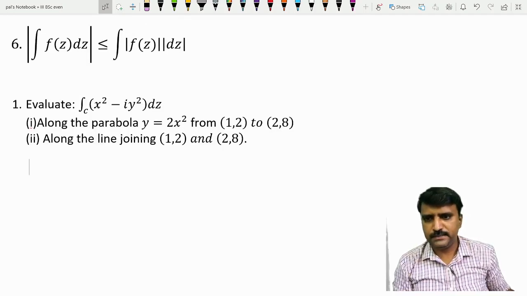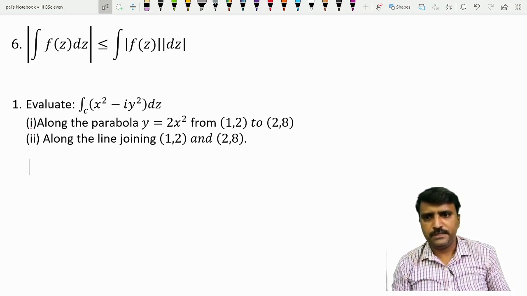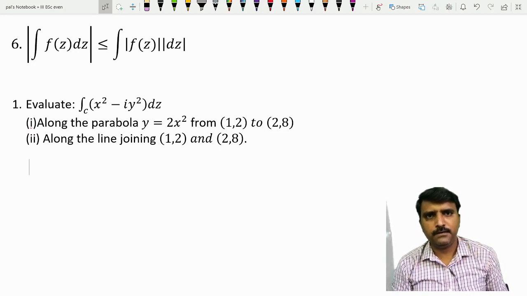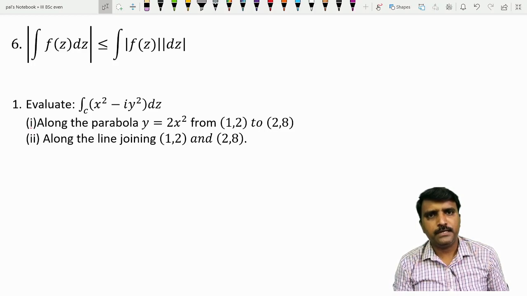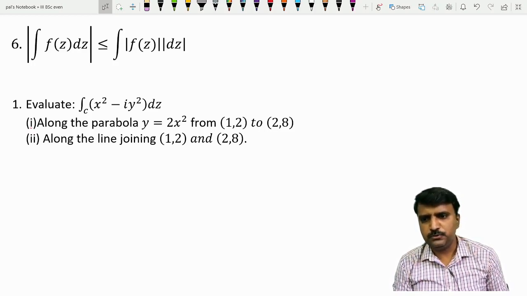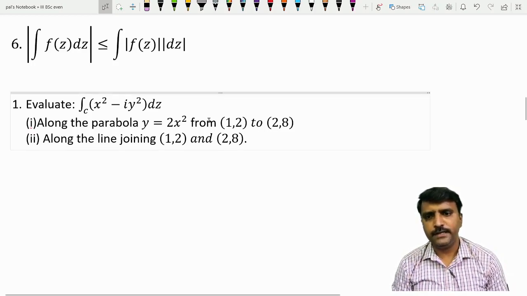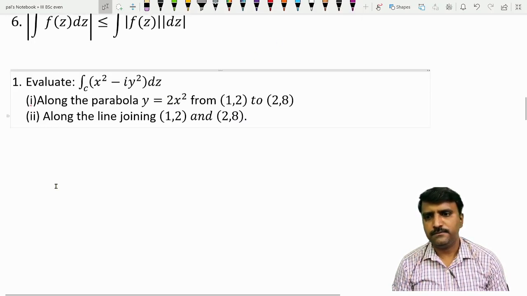If the problem is like this: evaluate integration over c of x square minus i y square into dz along the parabola. Here the curve is a parabola, so that is y is equal to 2x square. It is joined from the point (1, 2) to (2, 8). And in the second case, along the line joining (1, 2) to (2, 8). So this is along the straight line in the second case. In the first case it is along the parabola.